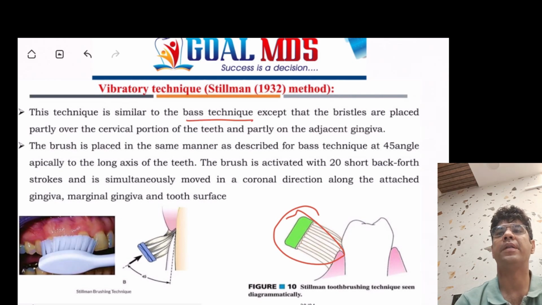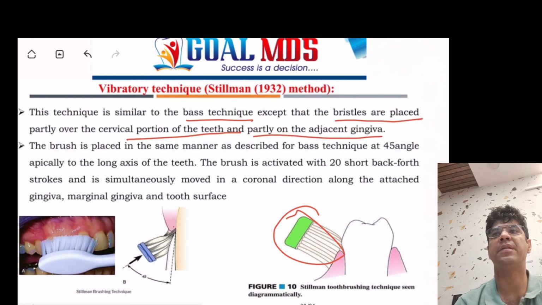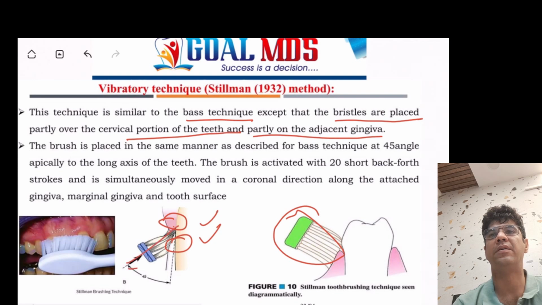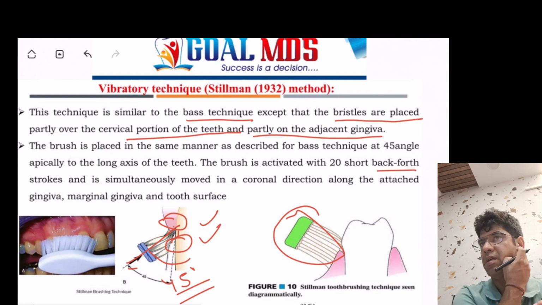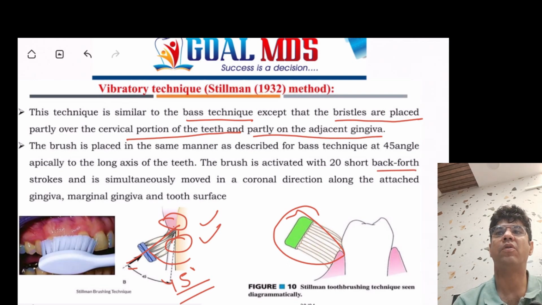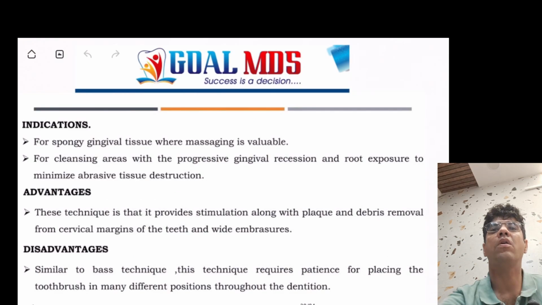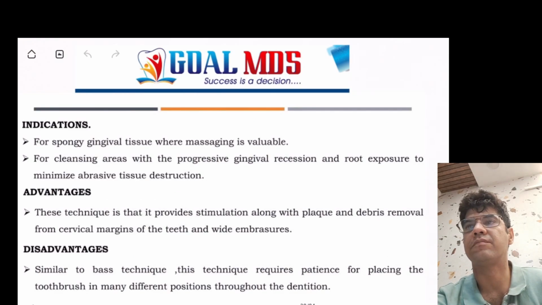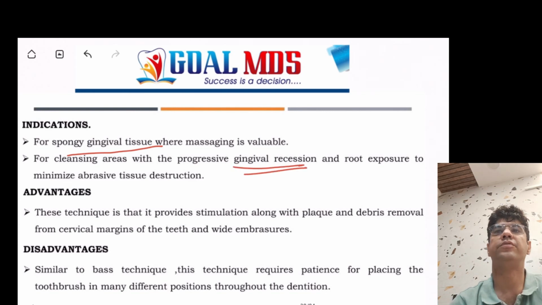The other is the vibratory technique. The vibratory technique is the Stillman technique. It is similar to the BAF technique, except the bristles are placed over the cervical portion of the tooth and partly on the adjacent gingiva. The brush is placed in the same manner, at 45 degrees to the long axis of the tooth. The brush is activated with short back and forth strokes, and it is moved in a coronal direction along the attached gingiva. It is indicated for spongy gingival tissue, and for cleansing areas with progressive gingival recession and root exposure.